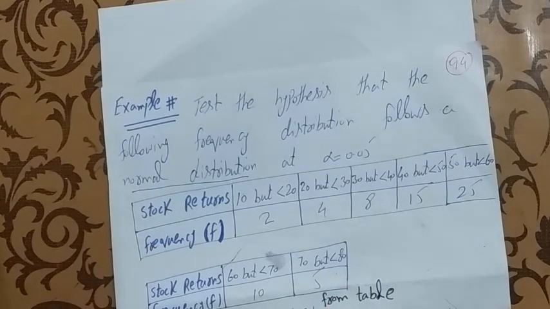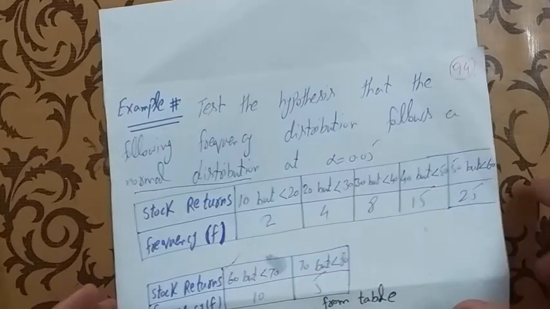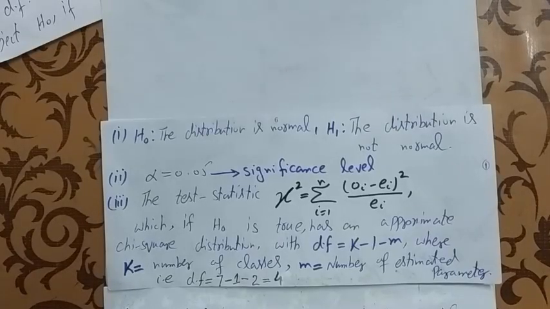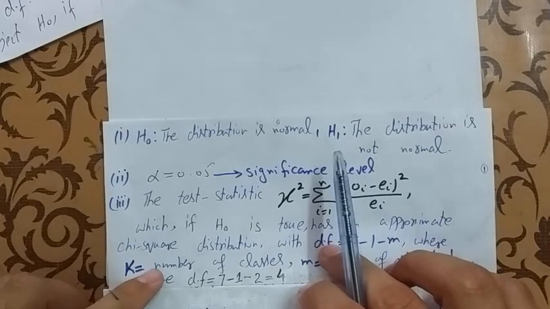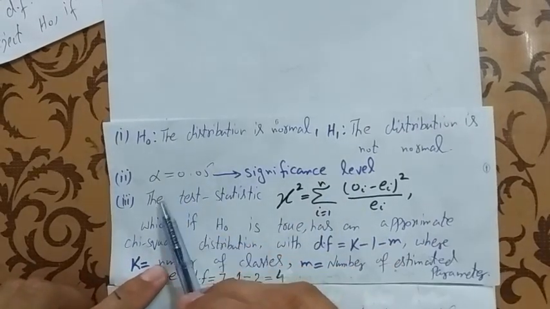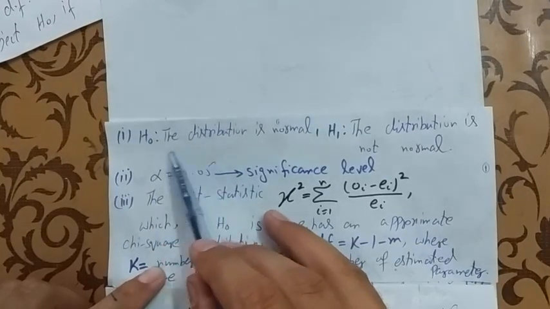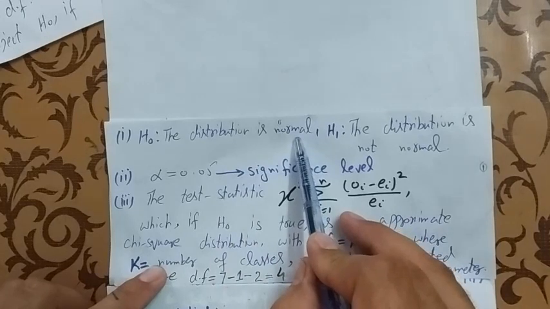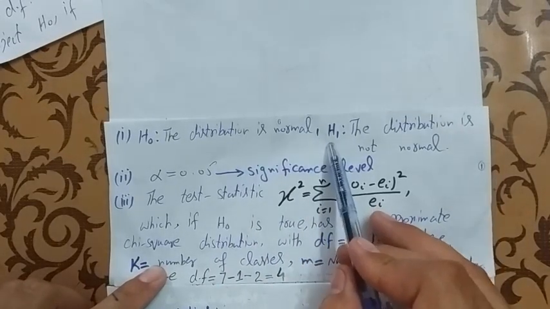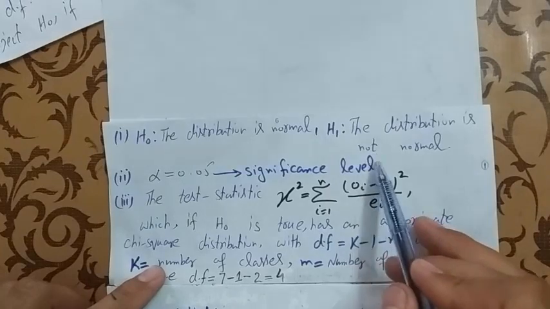This is our problem. Now we apply the normal distribution on this table and we use alpha 0.05. First of all, we find the null hypothesis and alternative hypothesis. For this problem, H naught, the null hypothesis, is that the distribution is normal, because it's given in the problem, and H1, the alternative hypothesis, is that the distribution is not normal.